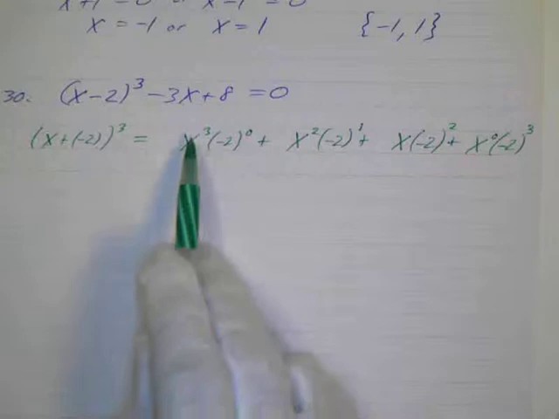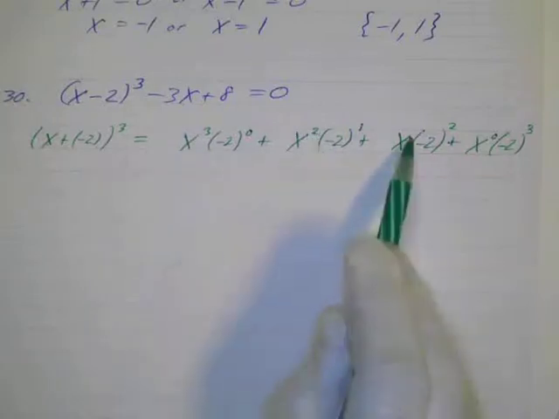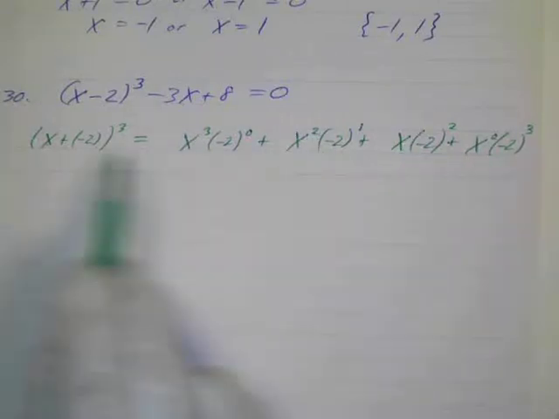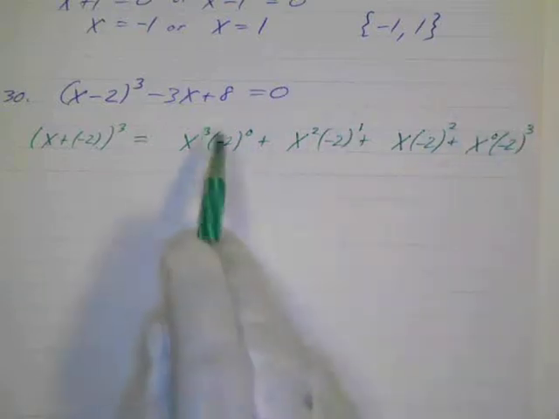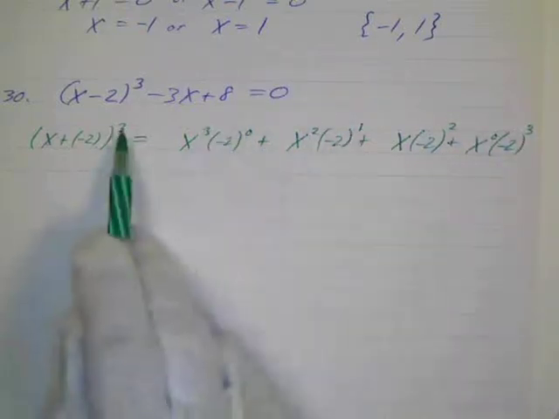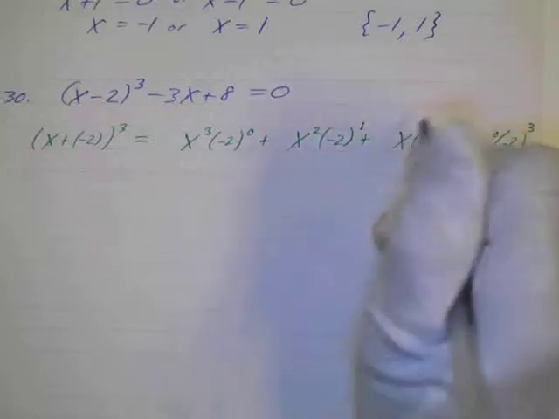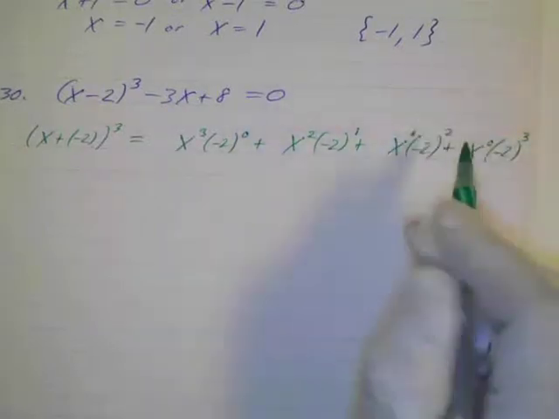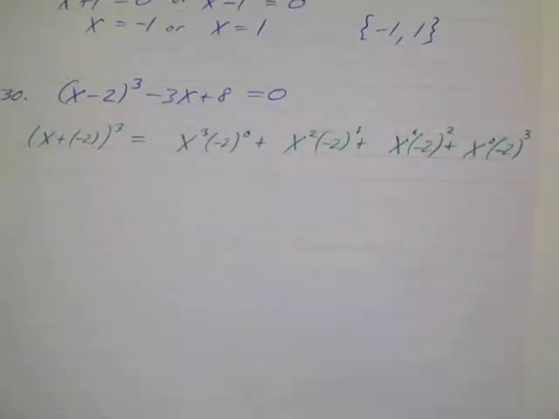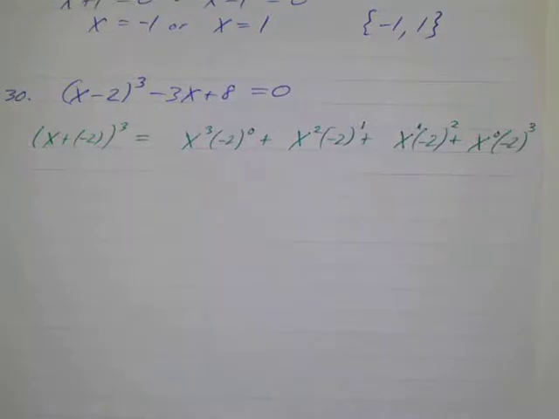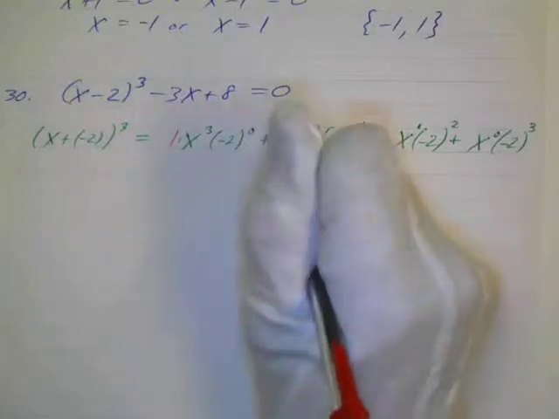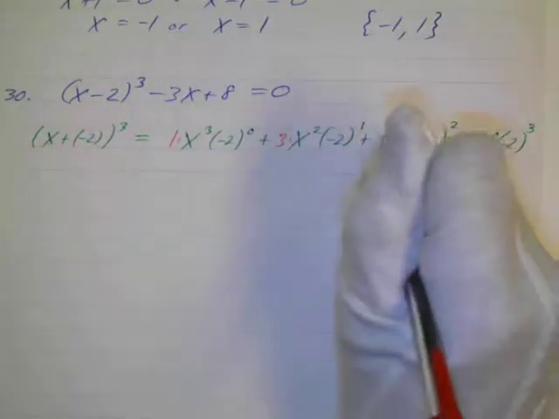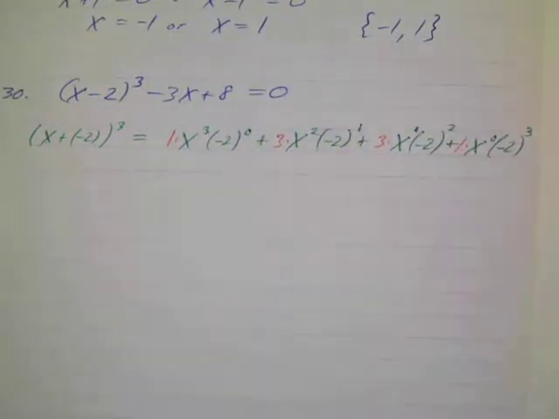And you notice the x starts at 3, 2, 1, 0, and the negative 2 starts at 0, 1, 2, 3. And these always add up to be 3. This is x to the first, excuse me. So these exponents will always add up to be 3. Now we get our coefficients for this from Pascal's triangle, and remember for third, in the third row, or row 3, that's going to be 1, 3, 3, and 1.